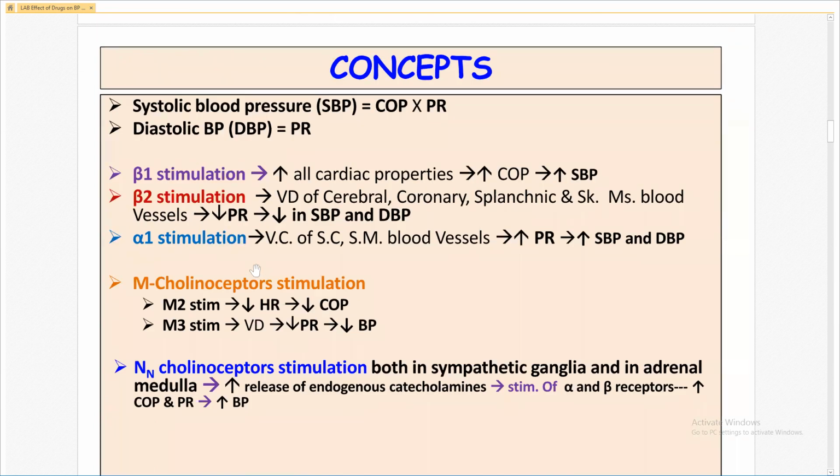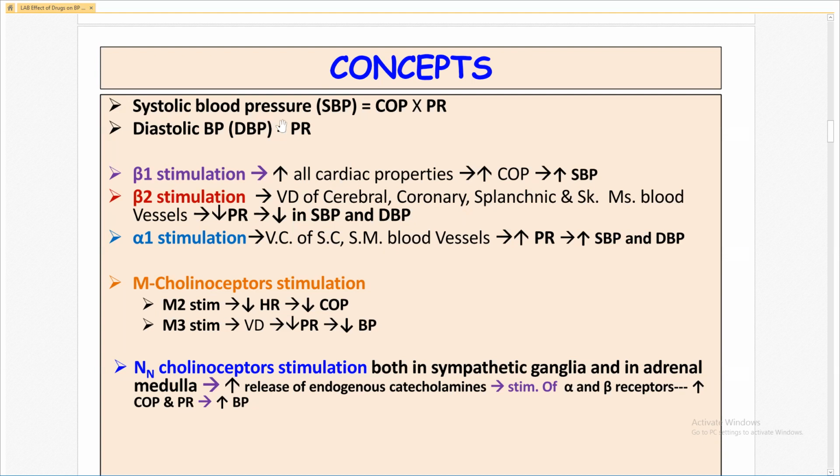Now it is most important, before going to the actual experiment, you should know this concept to identify the unknown drug or to be able to answer the questions of the experiment. If you know this concept, you are able to identify the unknown drug and its effects on the blood pressure and heart rate.